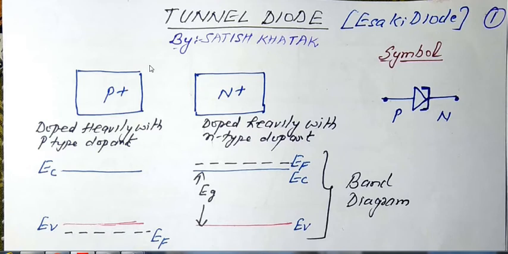So this tunnel diode is a specially made PN junction device which exhibits negative resistance over a part of the forward bias characteristics. It has extremely heavy doping on both sides of the junction and an abrupt transition from the P side to the N side.